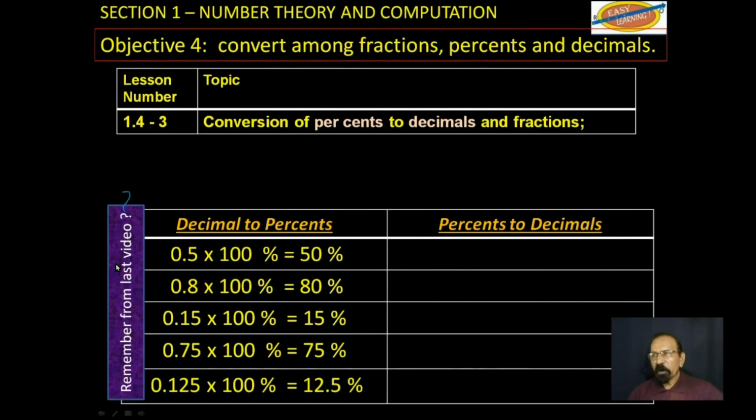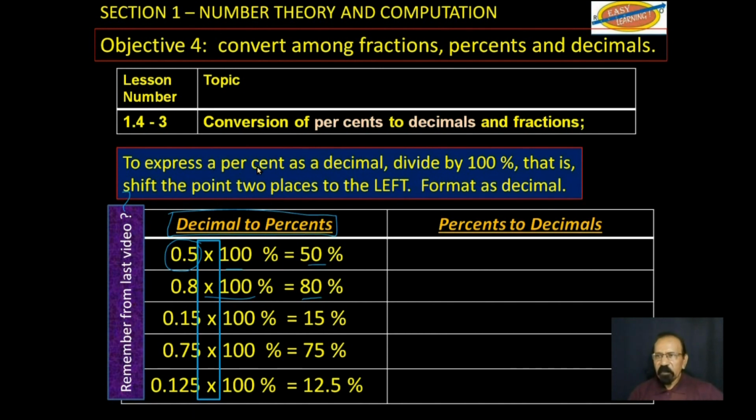Remember from the last video when we were carrying decimals to percent, we multiply the decimal by 100. We got 50%, multiplied by 100, 80%, and so on. Look at this. We were multiplying the decimal by the percent. As we pointed out just now, to carry percents to decimal, well, you will divide. So 50% divided by 100%, that percent cancels that percent. You're left with 50 over 100. And to divide by 100, you shift the point 2 places to the left. So we go 1, 2, and we get 0.5.